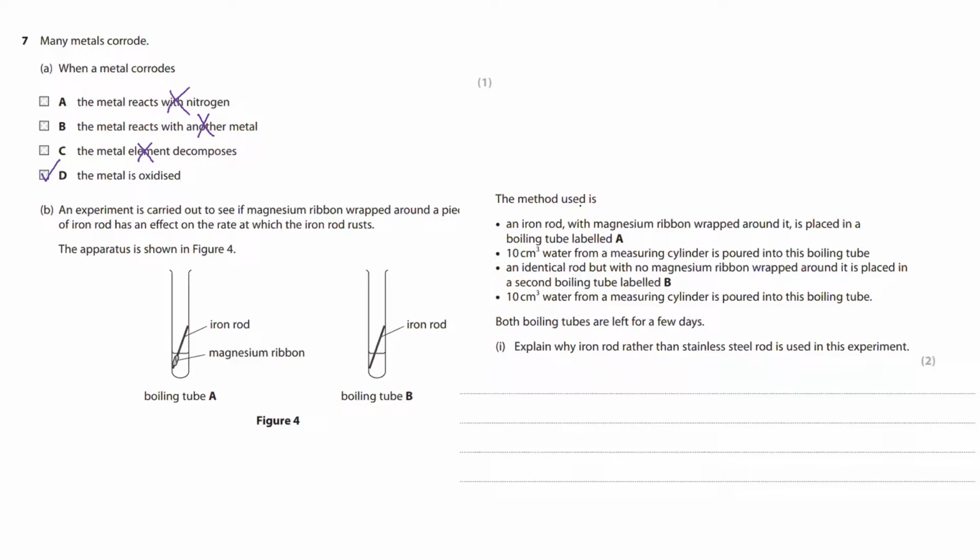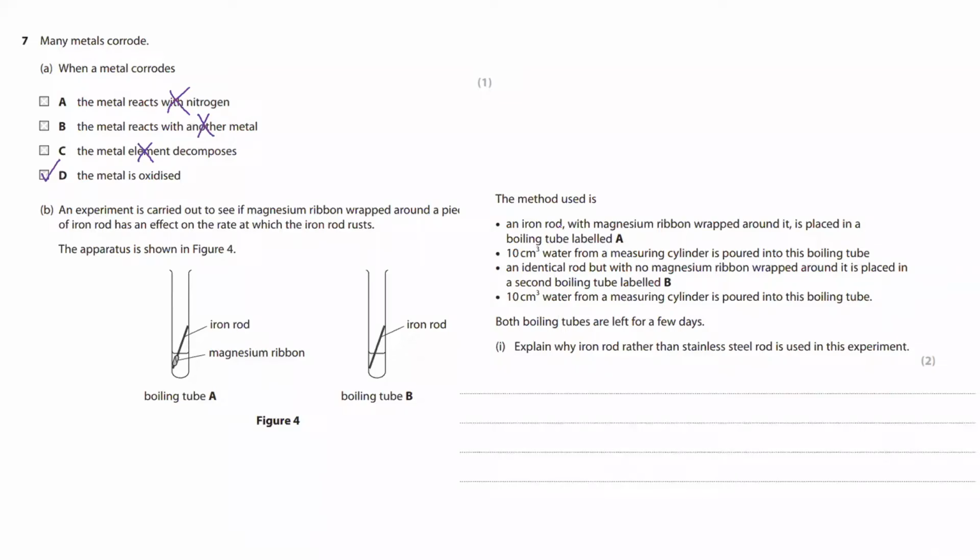The method used: an iron rod with magnesium ribbon wrapped around it is placed in a boiling tube labelled A. 10 centimetre cubed of water from a measuring cylinder is poured into this boiling tube. An identical rod with no magnesium ribbon wrapped around it is placed in a second boiling tube labelled B. 10 centimetre cubed of water is poured into this boiling tube. Both boiling tubes are left for a few days.